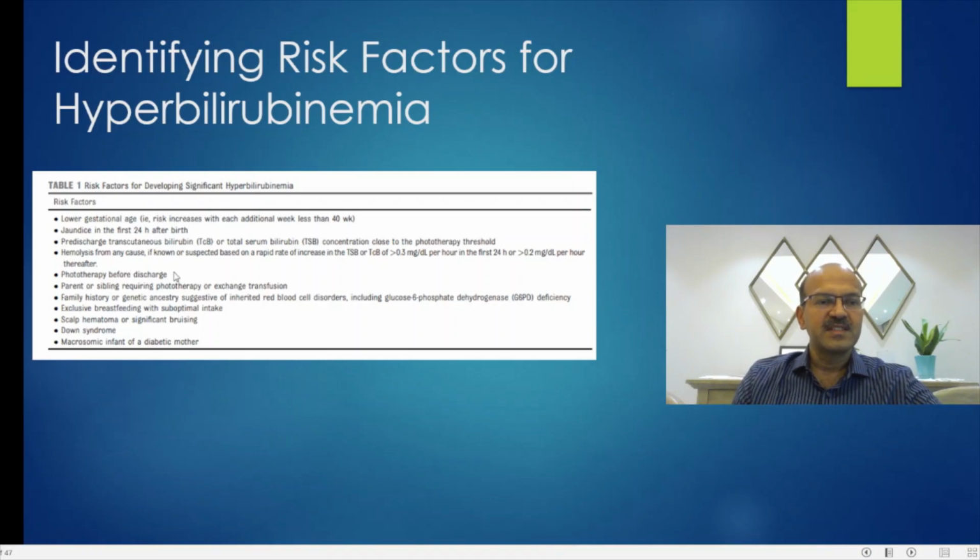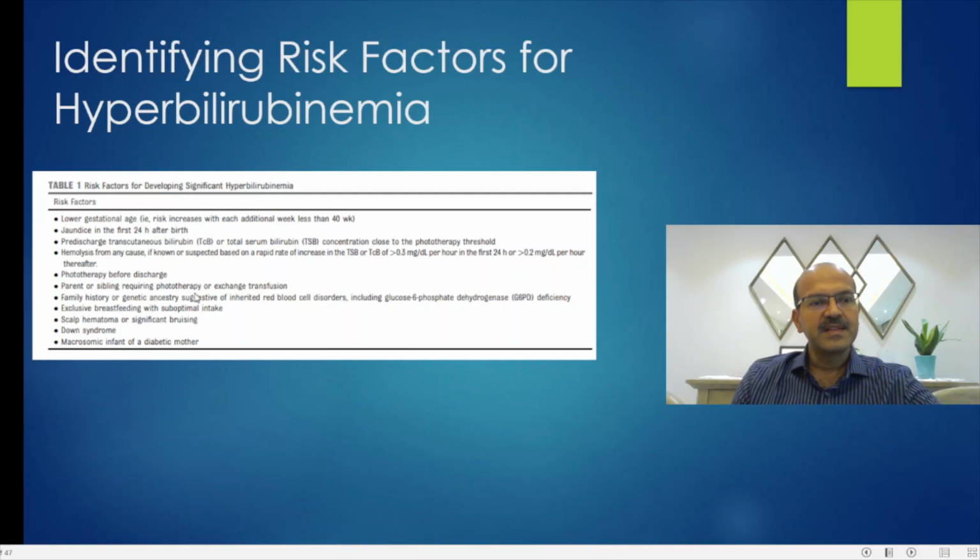Phototherapy before discharge is a risk factor for further jaundice. If the parent or sibling required phototherapy or exchange transfusion, because the liver maturation and the other factors are usually in line in the family. Of course, the only exception is that breastfeeding gets better as the number of pregnancies increases. So the risk is mainly in the primigravida mother who is breastfeeding. Once she has successfully breastfed the baby, in the subsequent pregnancies, it gets easier.